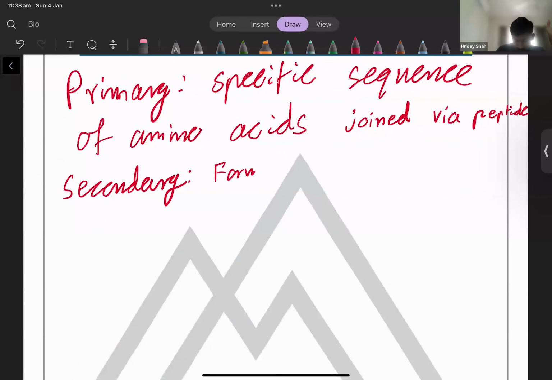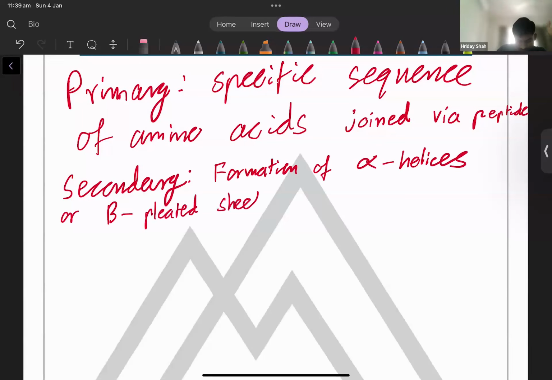So formation of alpha helices or beta pleated sheets. In terms of how they form or what holds those shapes together, that's going to be hydrogen bonds. Right, so those same hydrogen bonds we talked about for nitrogenous bases, they are coming back together now. So in the secondary hierarchy of proteins to form alpha helices and to form beta pleated sheets.